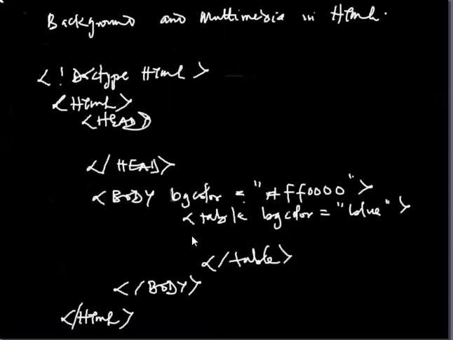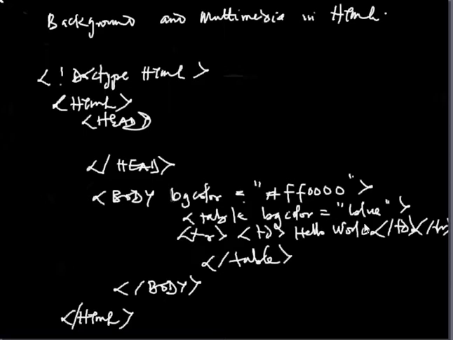Of course, you need to write your TR. You open your TR and close your TR. You open your TD and you also close your TD. And you can now say hello world. What will happen is that the whole background, the full screen of the computer, will be red, and the small table inside it will now be blue. And that's all about how to make a background in HTML.